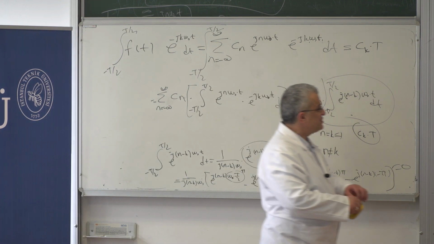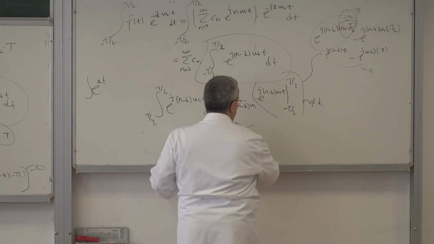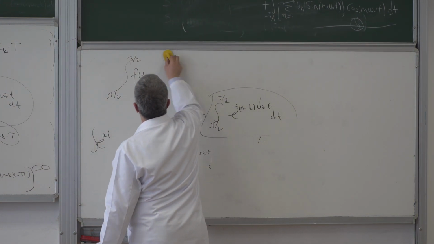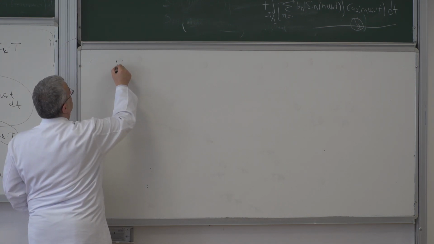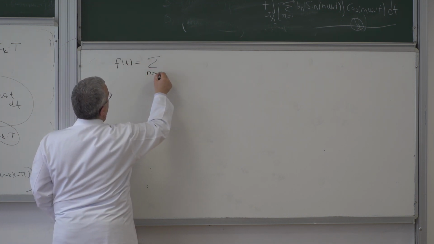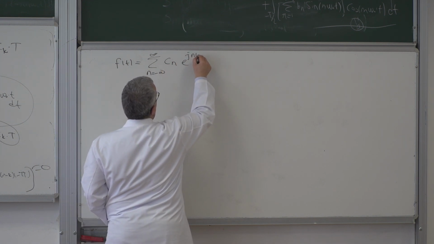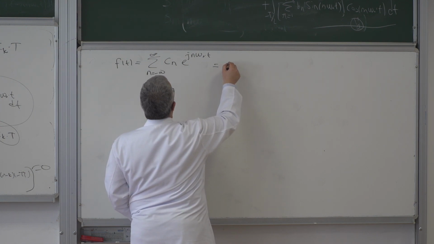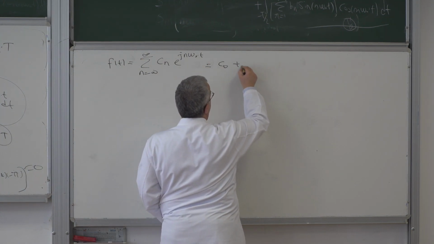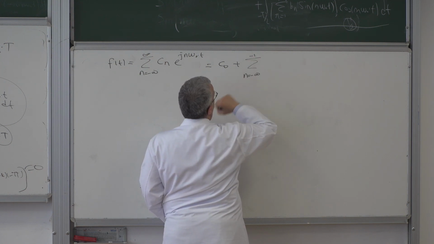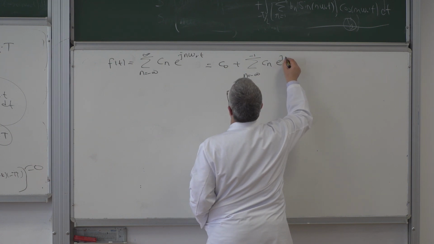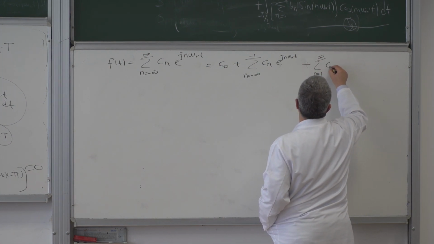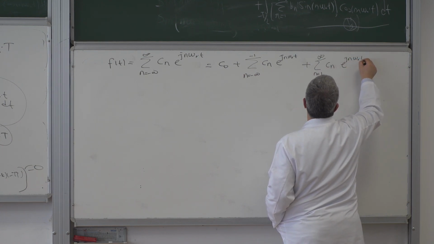Let's see what is the relationship between this and that. Meaning, the Fourier series we did in terms of cosines and sines, and the Fourier series we did in terms of this complex function. So how are they related? Let me separate this into three portions. First portion is for n equal to 0, I call that C0, plus the summation from n equal to minus infinity to minus 1, Cn e to the j n omega 0 t, and from n equal to 1 to infinity, Cn e to the j n omega 0 t.